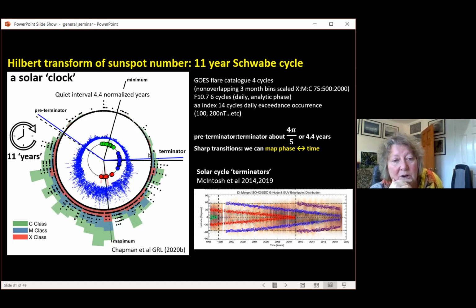The dots are values of the aa index. So what we've done is take the daily aa index and ask, what is its biggest value? Does it exceed 100, 200, 300, 400, 500, 600? So if you see a big streak, that means it's a very active day. And again, you see they switch on here, lots of active days, and then it goes all quiet.